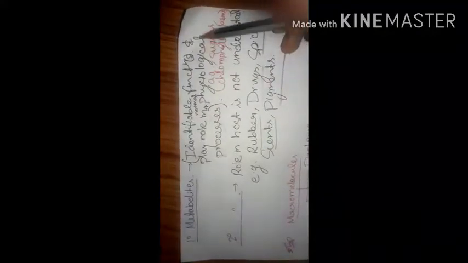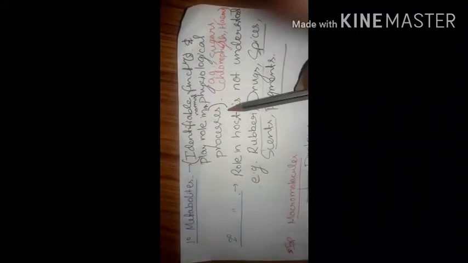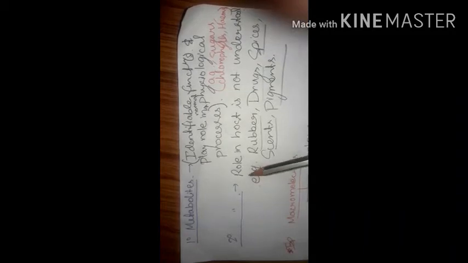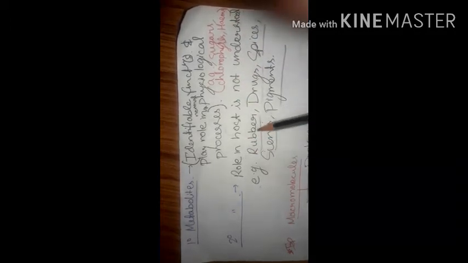The primary metabolites have identifiable functions and play a role in normal physiological processes, like amino acids, sugars, chlorophylls, hemes. Similarly, the secondary metabolites have a role in the host that is not understood. But humans have very good use of these substances like rubber, drugs, spices, scents, pigments. Now let's talk about some important points in this chapter.